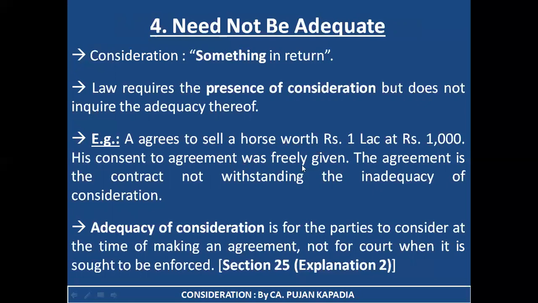There was no force, there was no influence, nothing. He was totally free and he freely gave his consent to this particular agreement to sell his horse valued at 1 lakh rupees at rupees 1000. The agreement is a contract notwithstanding the inadequacy of consideration. This is going to be a valid contract.